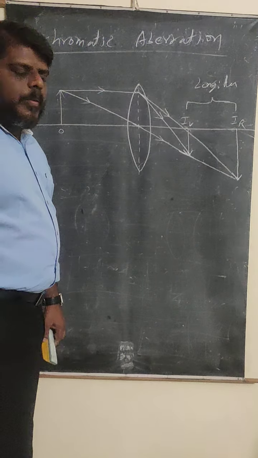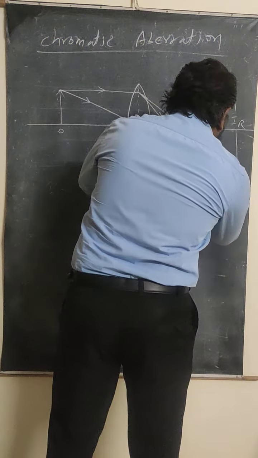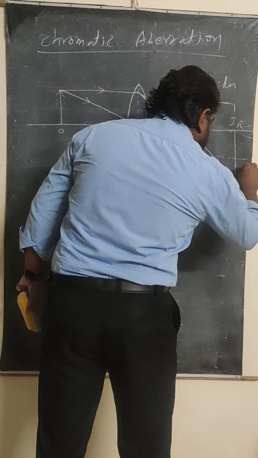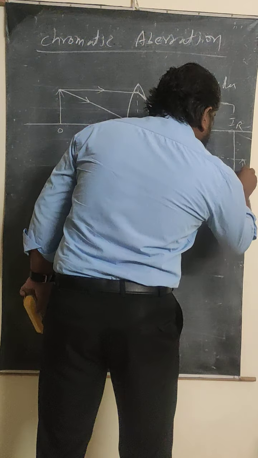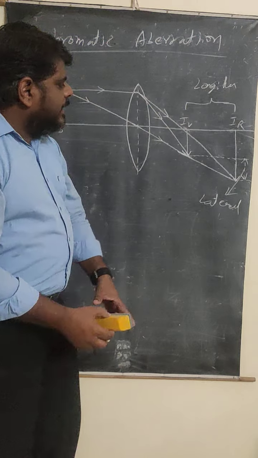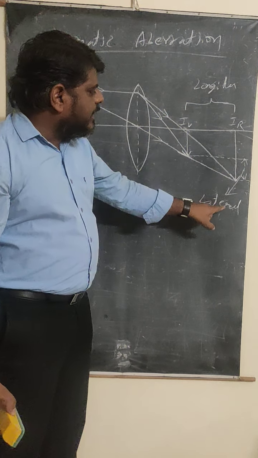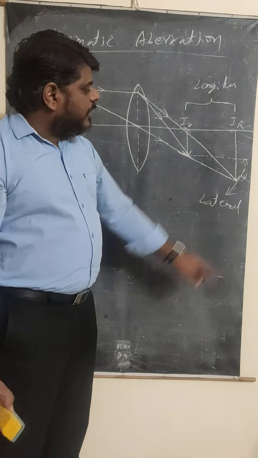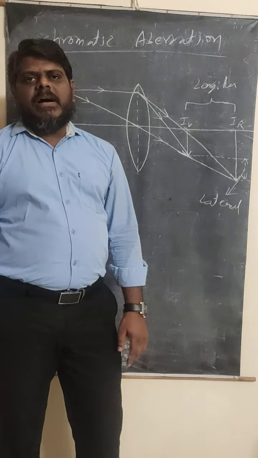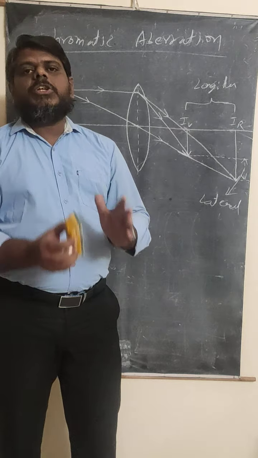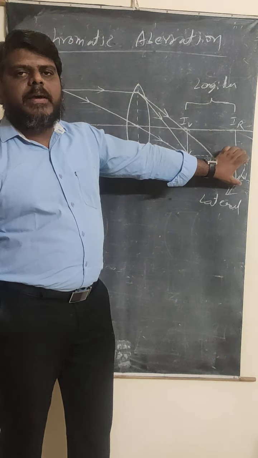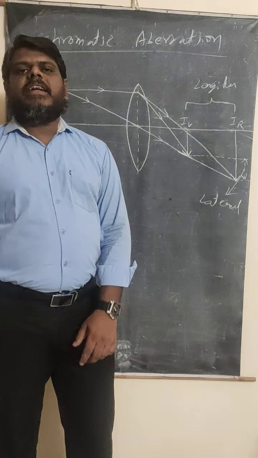Next one is the lateral chromatic aberration. This is the distance you are taking here, and this distance is called the lateral chromatic aberration. How can you define it? Lateral chromatic aberration is nothing but the difference in the size of the two images, the difference between the sizes of the images of the two colors.